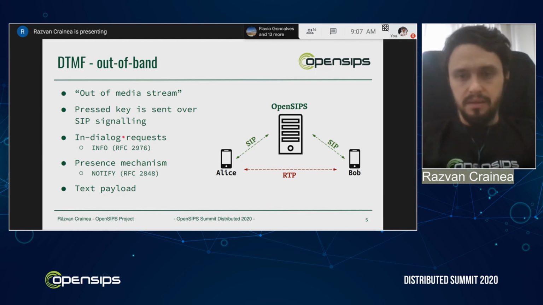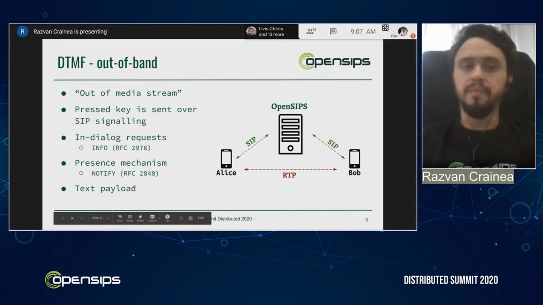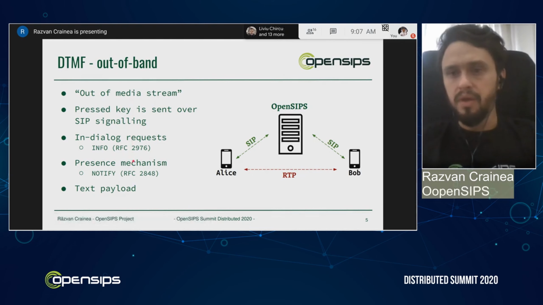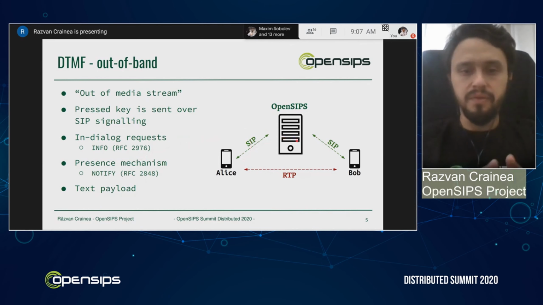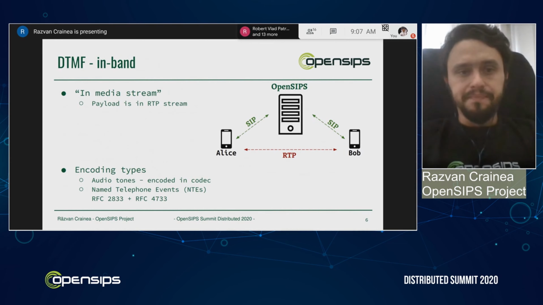All these out-of-band DTMF keys are basically encoded in a text payload and are part of the INFO or NOTIFY payload. So having them proxied through OpenSIPS gives you the entire possibility to read the body, check out what was the pressed key, and so forth. So it gives you the flexibility to do loads of actions on the OpenSIPS side.